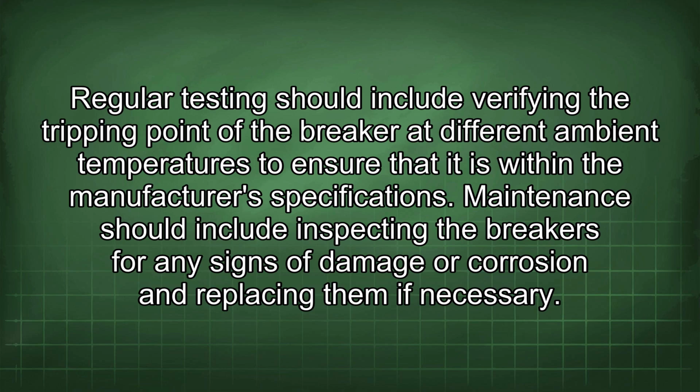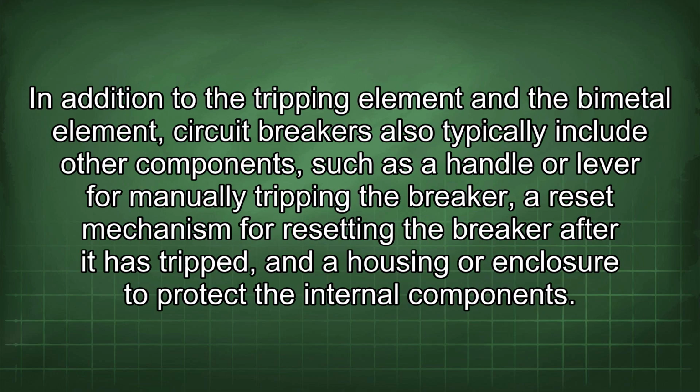In addition to the tripping element and the bimetal element, circuit breakers also typically include other components such as a handle or lever for manually tripping the breaker, a reset mechanism for resetting the breaker after it has tripped, and the housing or enclosure to protect the internal components.